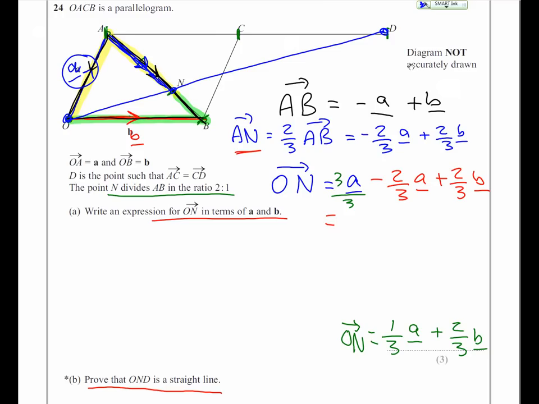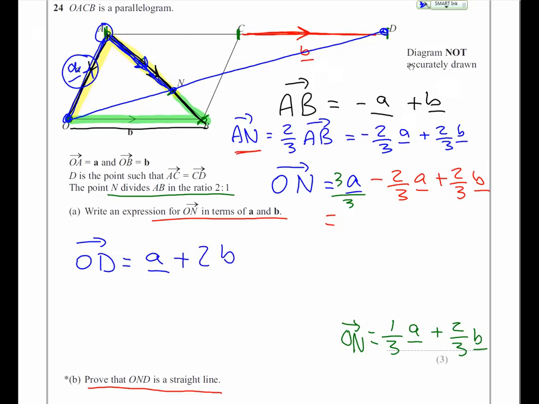So how are we going to prove that? Well, let's think about going from O to D. We can go up A to get to here. So we're at this point, and then we can go B, which is the same because it's a parallelogram. So it's going to be plus B, and then we've said they're the same already, so plus another B. So plus 2B. So how does that prove it's a straight line?